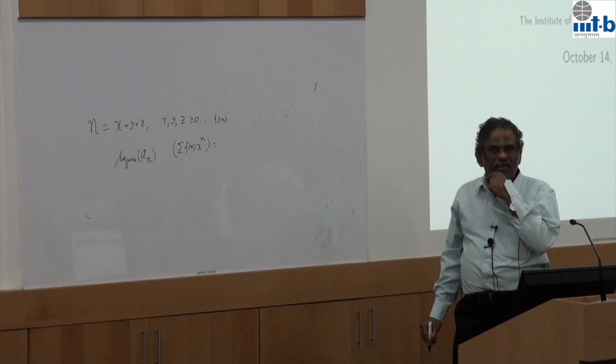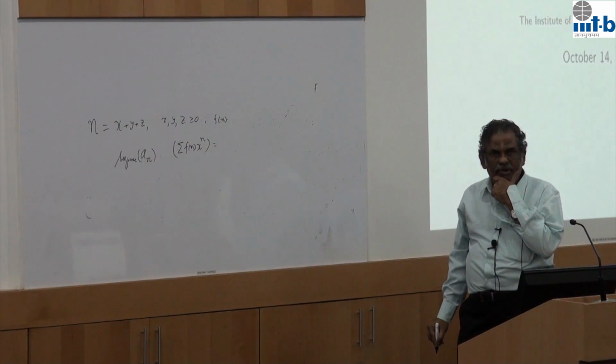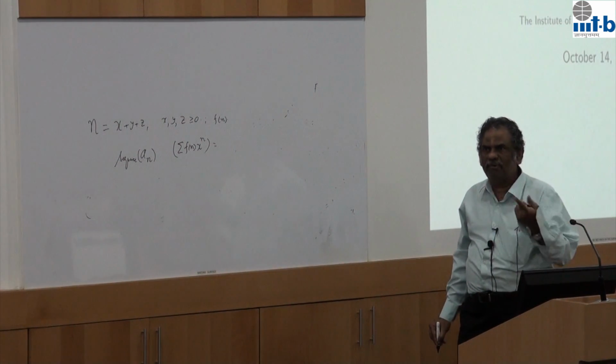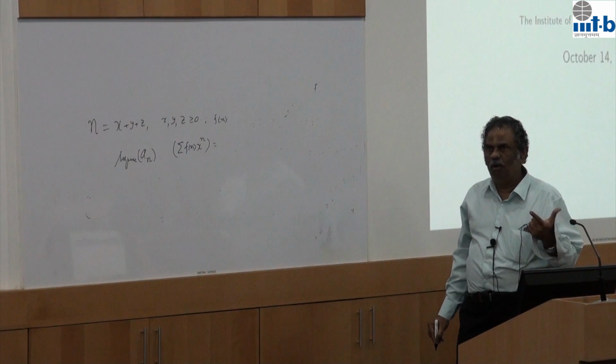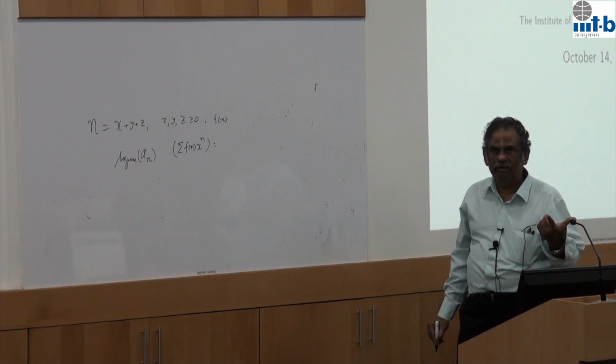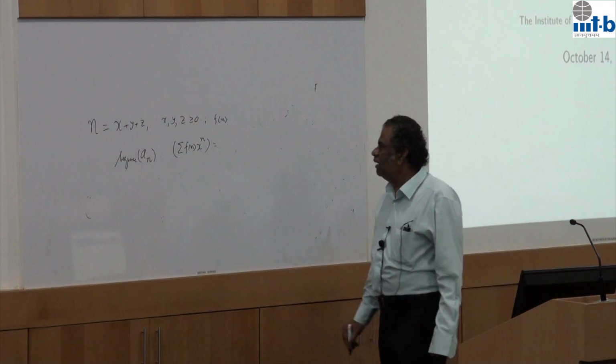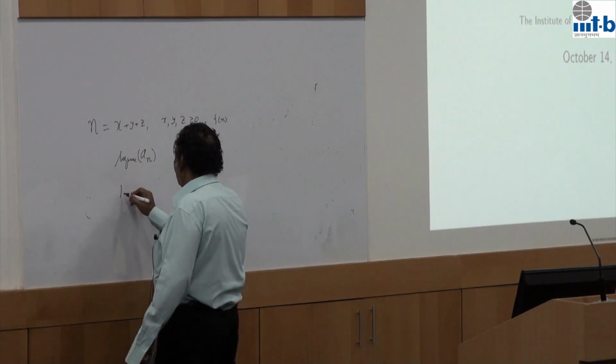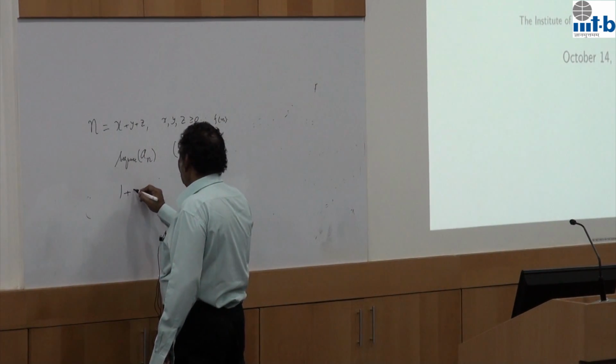Once I can write this generating function, summation Fn x power n, in a nice way, then of course I have a formula for Fn: how many ways n can be written as a sum of 3 integers. Okay, let us do that. Let us do the following.